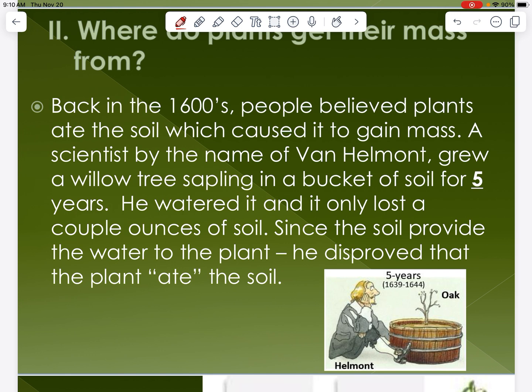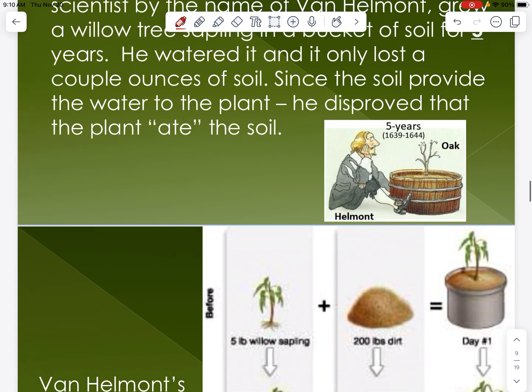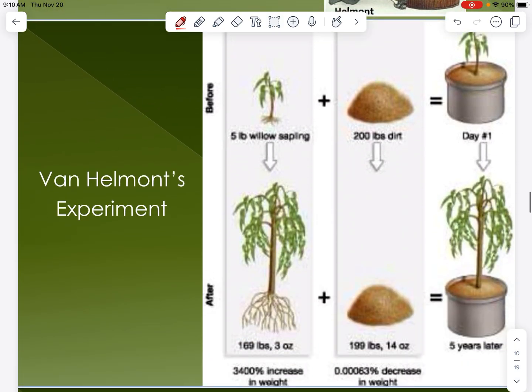So as a scientist, what he did is he took a bucket of soil for 5 years. He watered it and only lost a couple ounces of soil. Since the soil provided the water to the plant, he disproved that the plant ate the soil. So plants don't eat soil to gain their mass. Now, some people still don't believe this is a possibility, but there is one thing behind where a tree does get its mass.